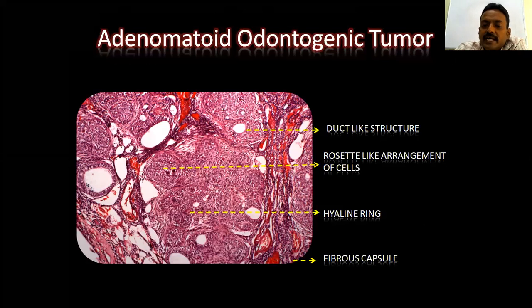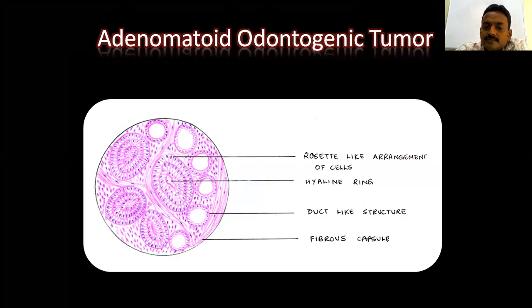Here you can see the hyaline ring, the rosette-like arrangement of the cells and the duct-like structures. See the rosette-like arrangement of cells, the hyaline ring in the center, the duct-like structures and the fibrous capsule.